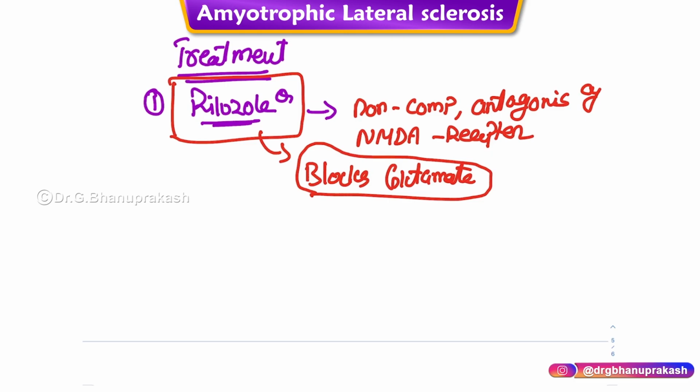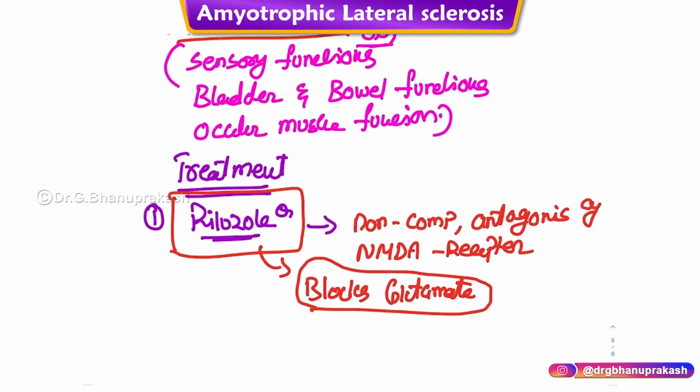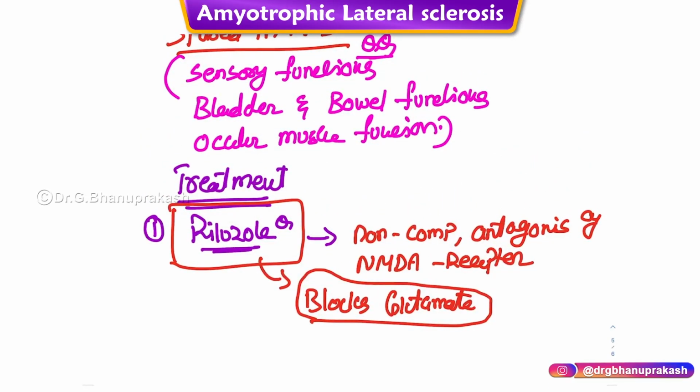Some other drugs are also present, like edaravone. They are also approved by the US Food and Drug Administration. But still, as of today, for the examination point of view, riluzole is considered to be the treatment of choice. And by this, we have completed the topic called amyotrophic lateral sclerosis.